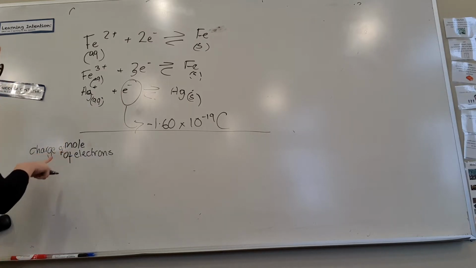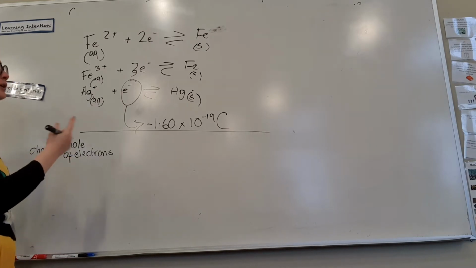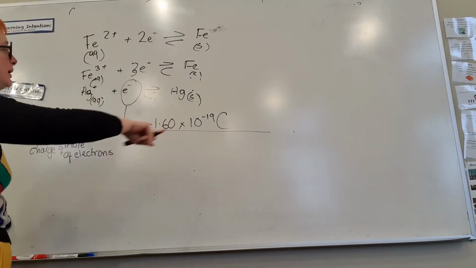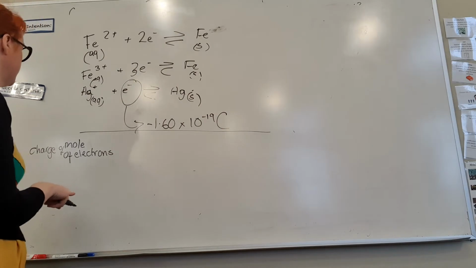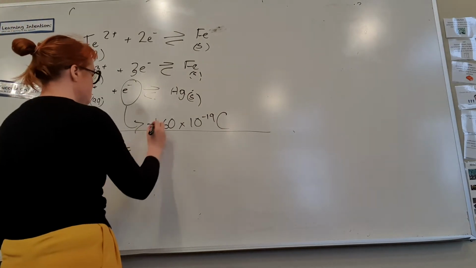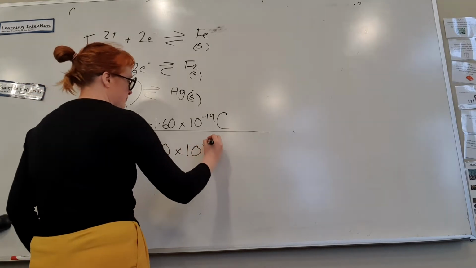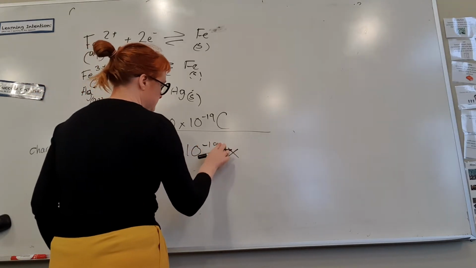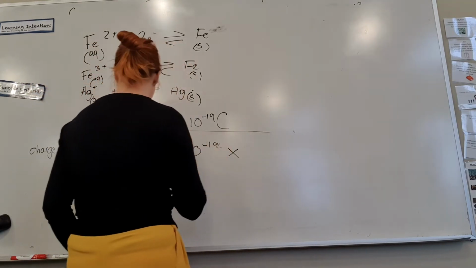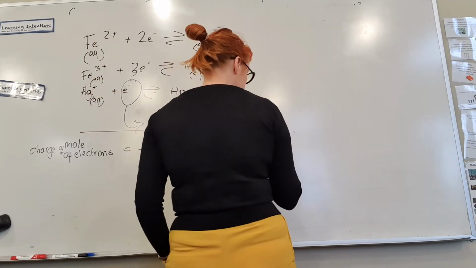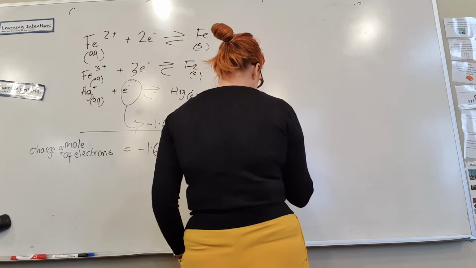Right, so charge of a mole of electrons. If I have a mole of electrons, what's the charge of that going to be? The charge of a mole of electrons is the charge of 1 electron times how many electrons I have in a mole, which is my Avogadro's number.